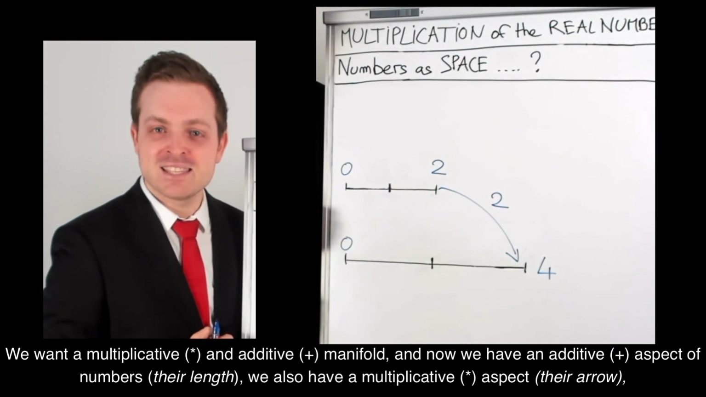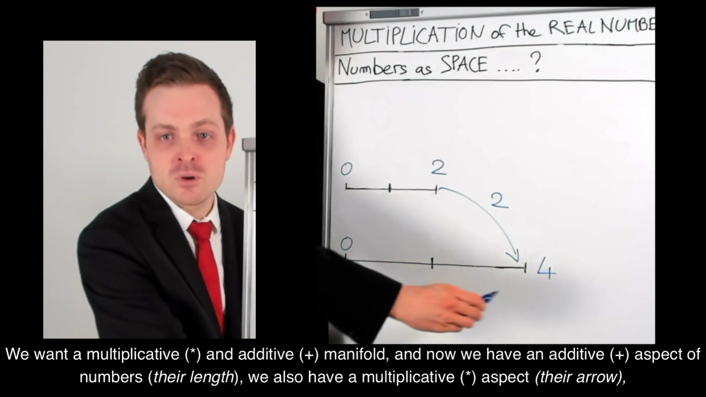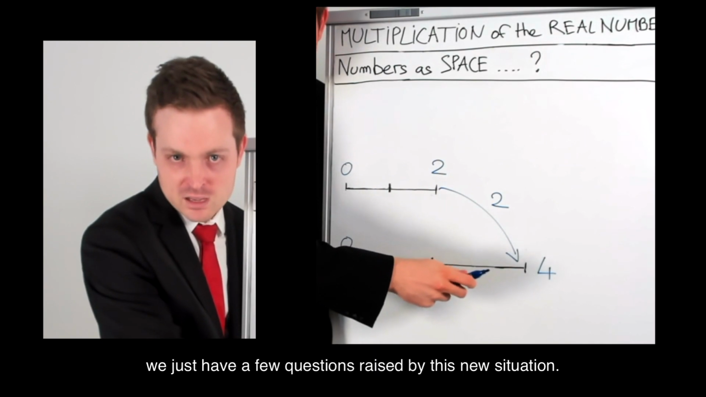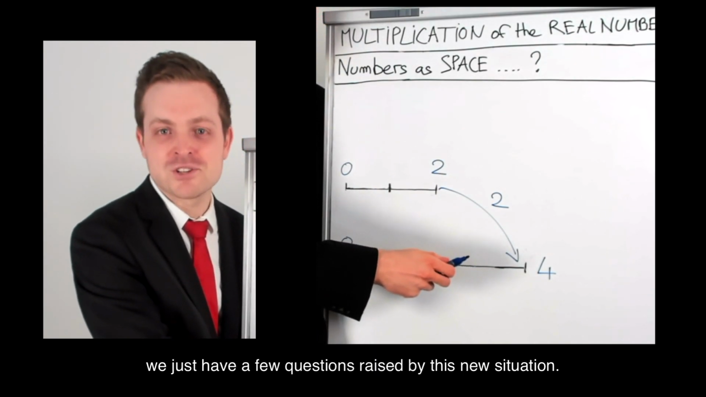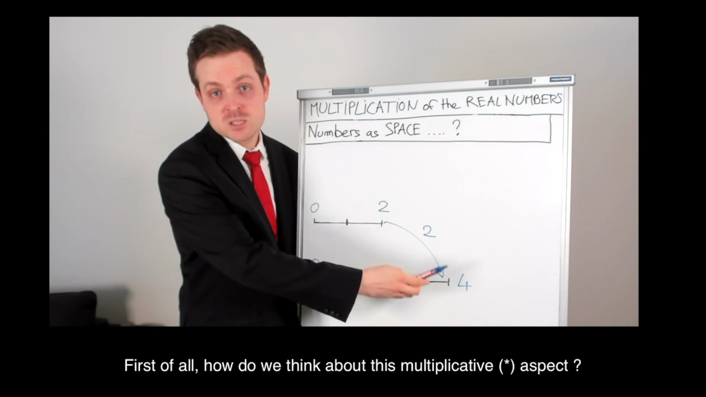We want a multiplicative and additive manifold, and now we have an additive aspect of numbers. We also have a multiplicative aspect, and we just have a few questions that are raised by this new situation. First of all, how do we think of this multiplicative aspect?